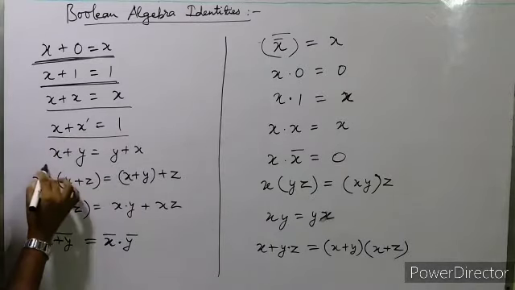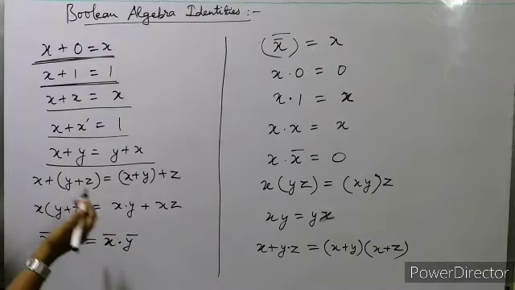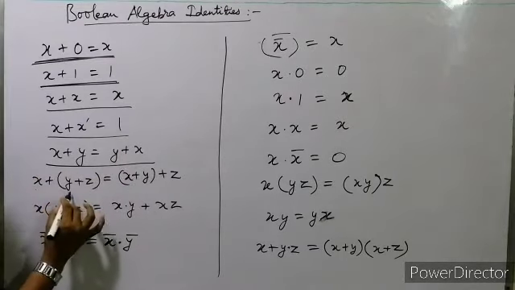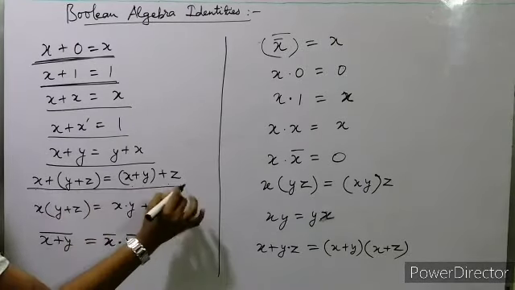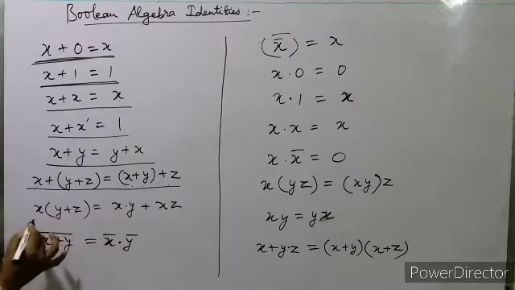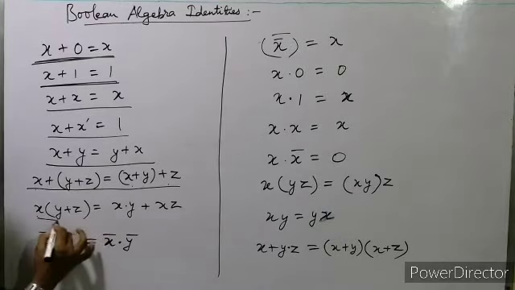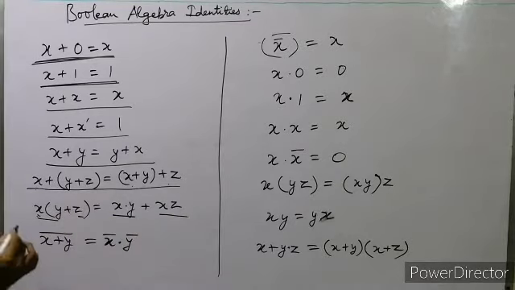Okay, and x plus y, ये commutative property show करता है. So x plus y will be equal to y plus x. X plus y plus z, x plus y plus z. Okay, so this is showing associative property. Okay, now distributive property भी वो show करता है. So x into y plus z will be equal to xy plus xz. Okay, xy and xz.